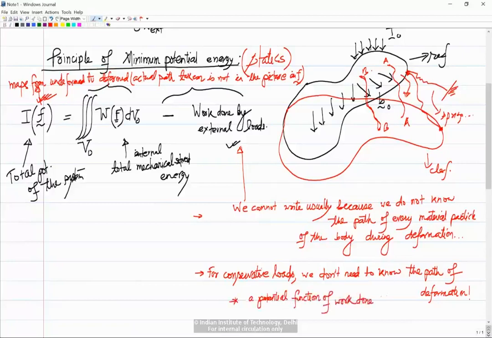Yeah. So I was just telling you now. Just a second. So for conservative load, I'm writing that a potential function of work done exists, basically, and this potential function is in terms of current configuration. You don't need to know the path, not in terms of actual path of deformation.